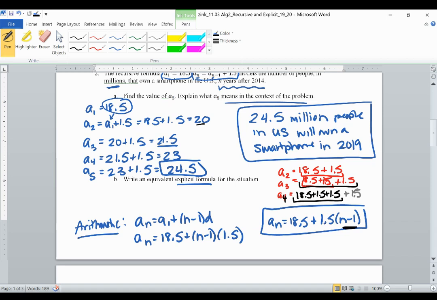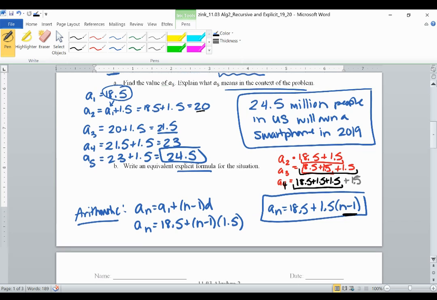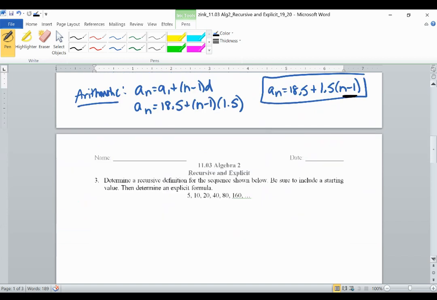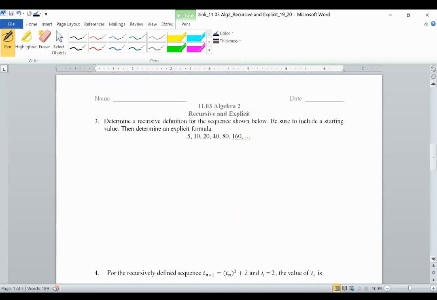Okay, so for many of you, I think the formula might be the best bet, but some of you it just kind of clicks for and that stuff makes sense, you might be able to jump right to that formula. That one's probably a little bit trickier. All right, let's look at number 3. Determine a recursive definition for the sequence shown below. Be sure to include a starting value and then determine an explicit formula from there.